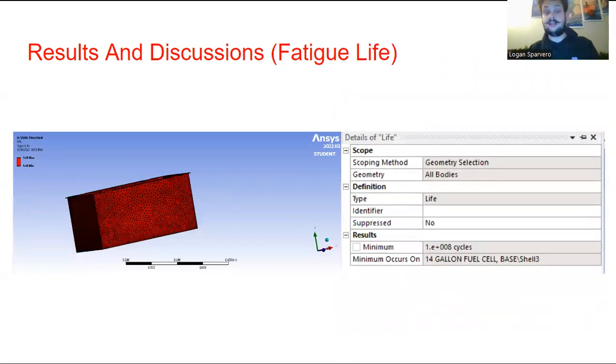Results and discussions. Again, we're going to talk about fatigue life. Fatigue life is 1 times 10 to the 8th cycles. A cycle was set at 1 week. So that is approximately 14 years minimum cycles. And that just happens on the foremost face of it. And this is while withstanding those impacts. So while withstanding these impacts, it can last 14 years.